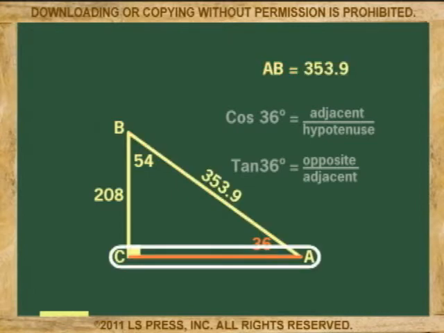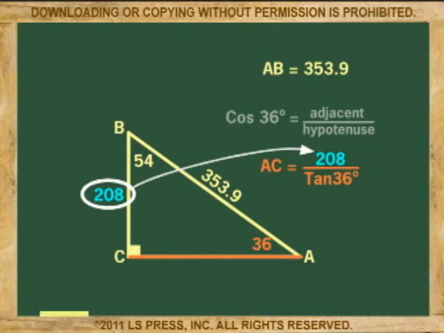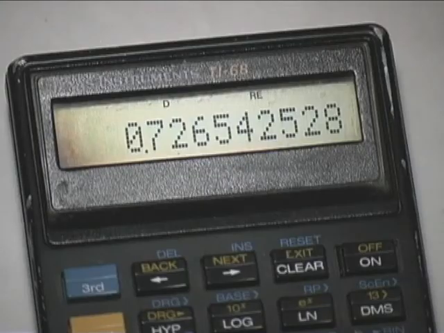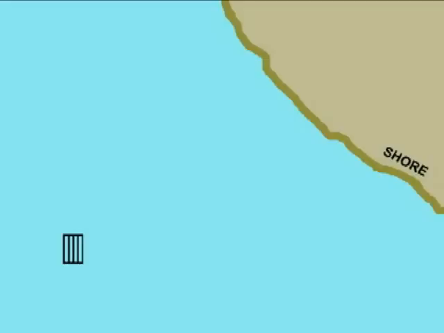Now, side AC may be found by the use of the tangent of 36 degrees, which is opposite over adjacent, or 208 over the tangent of 36 degrees, which is 0.7265. Again, by multiplying across, AC, or the adjacent side, is 208 over 0.7265, or 286.3. Leg AC is 286.3. Let's do one more example.